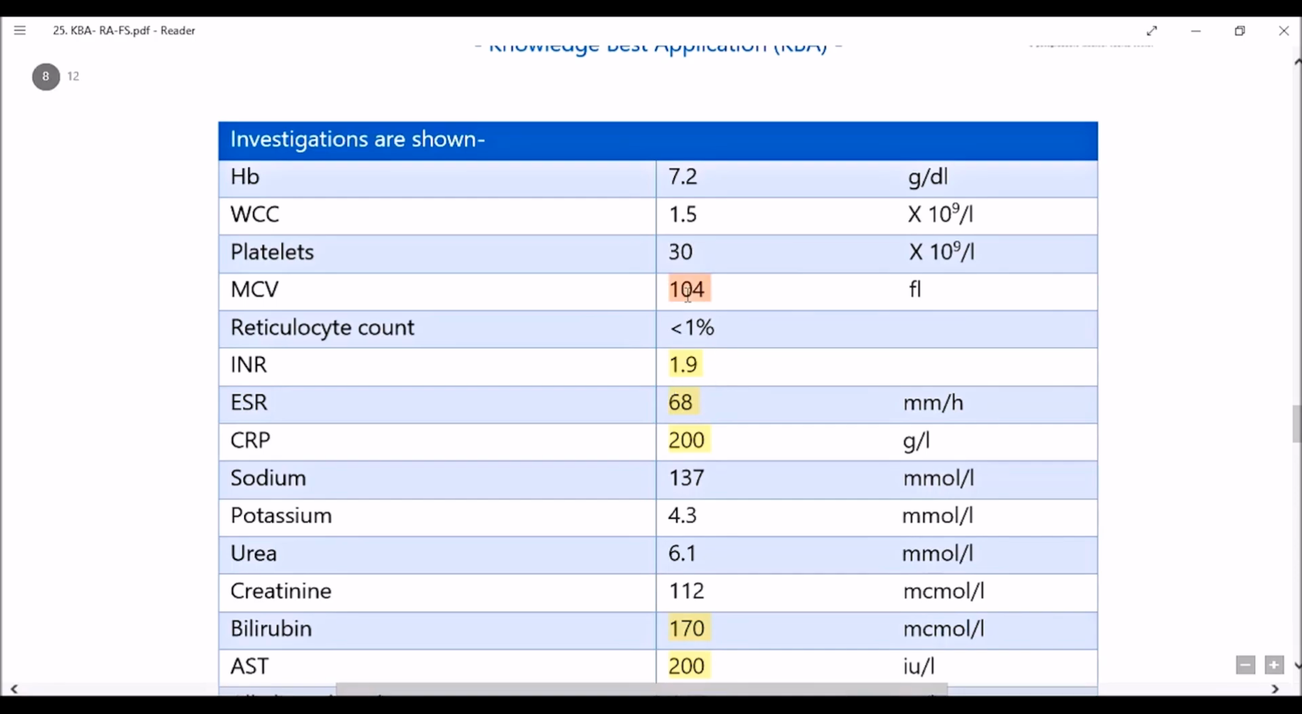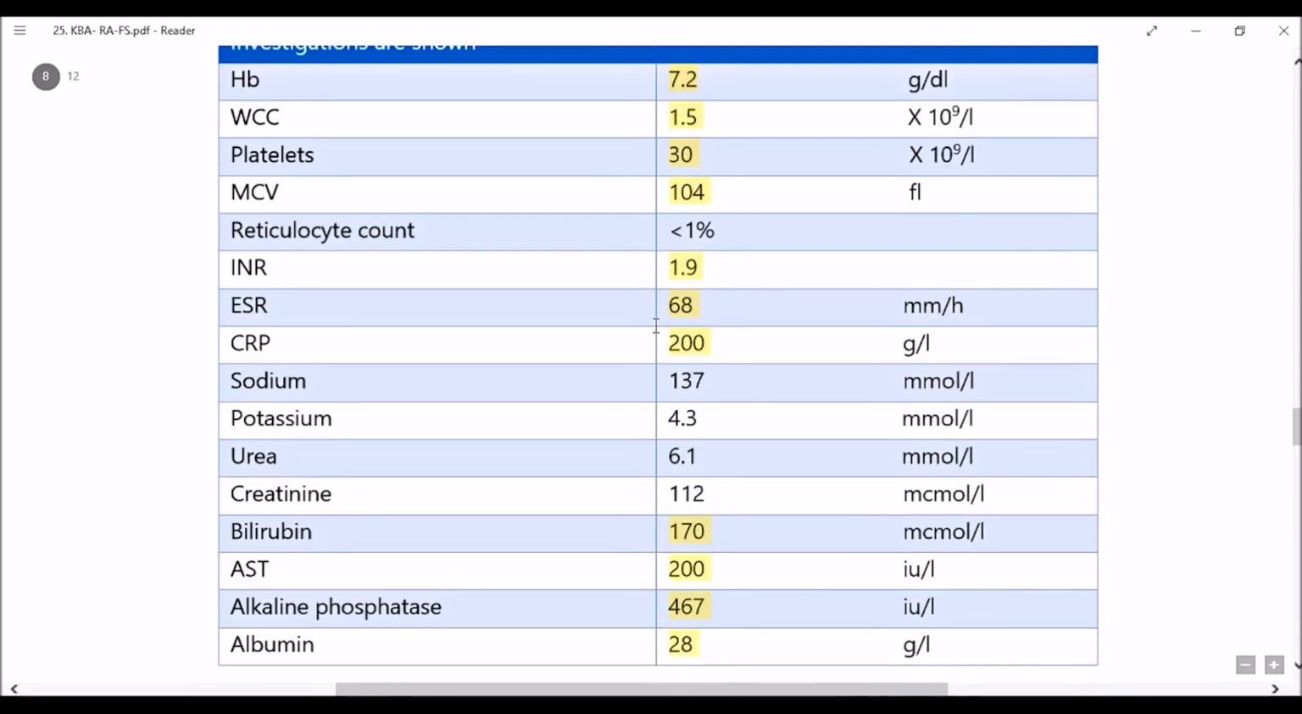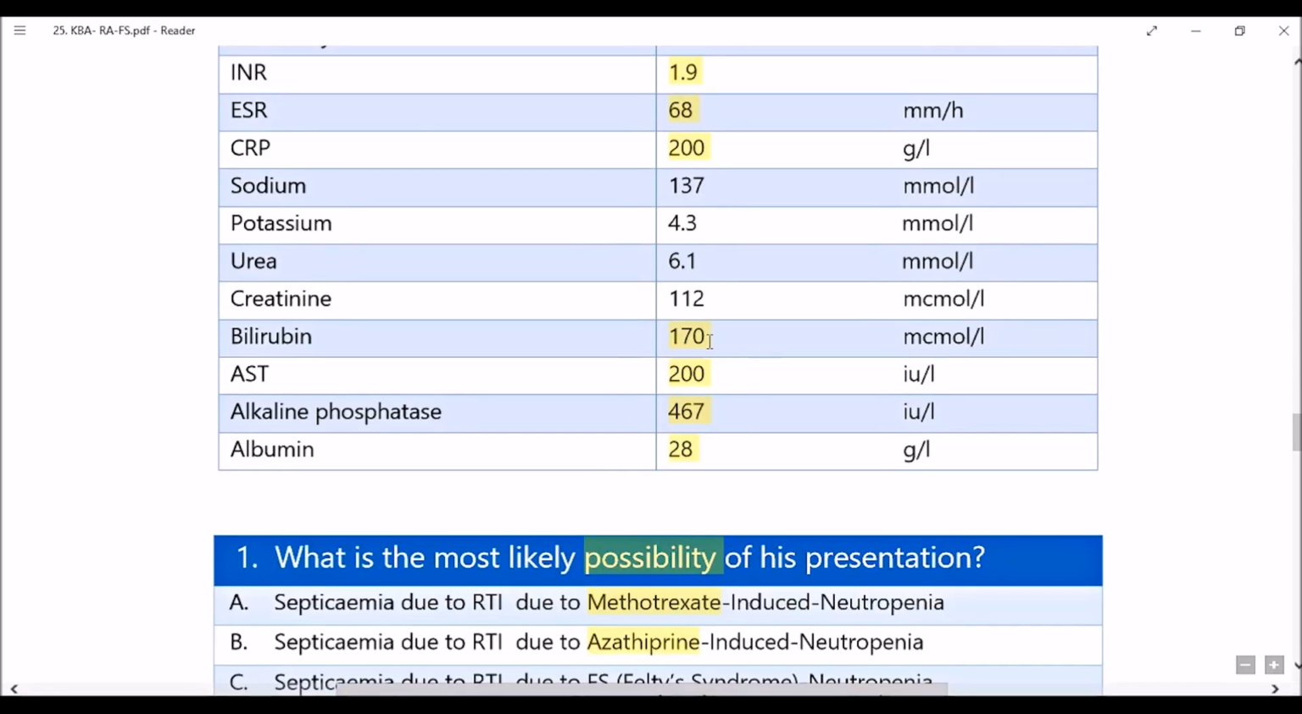Reticulocytes normal, MCV high, platelets low, WBC low, and hemoglobin low. So once again, this is a pancytopenia. Yes, pancytopenia with macrocytosis. That is very important. That can be caused by methotrexate, and also by azathioprine. But pancytopenia with macrocytosis, with raised inflammatory markers, with hepatitis, can be caused by methotrexate.